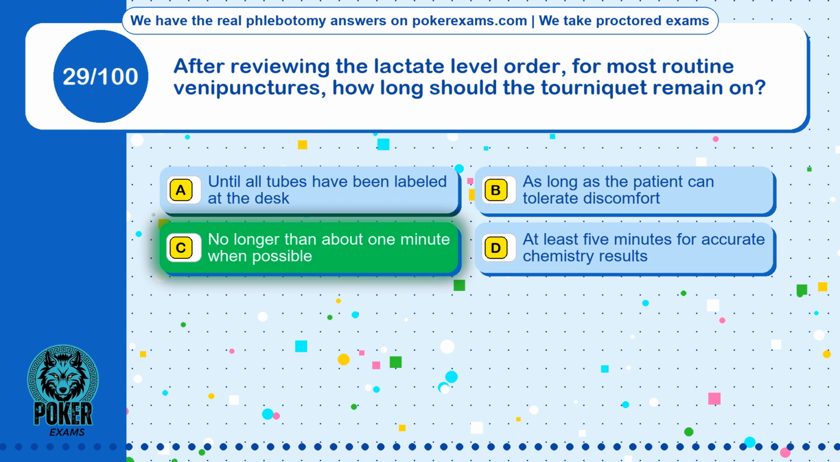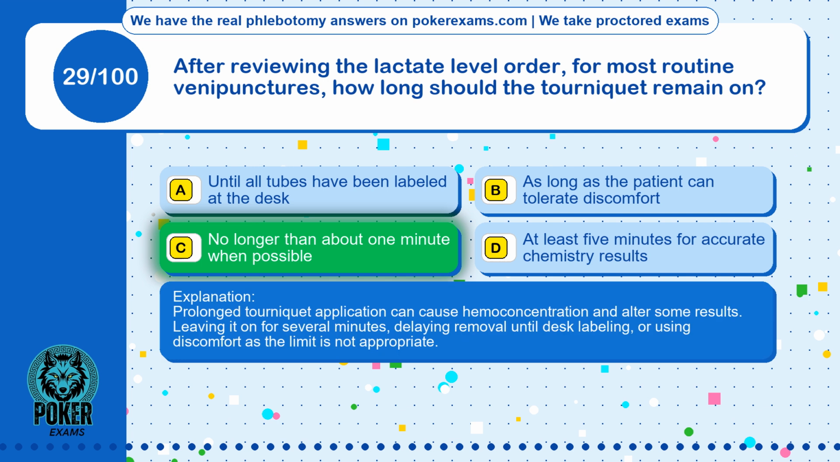The correct answer is option C, no longer than about 1 minute when possible. Prolonged tourniquet application can cause hemoconcentration and alter some results. Leaving it on for several minutes, delaying removal until desk labeling, or using discomfort as the limit is not appropriate.